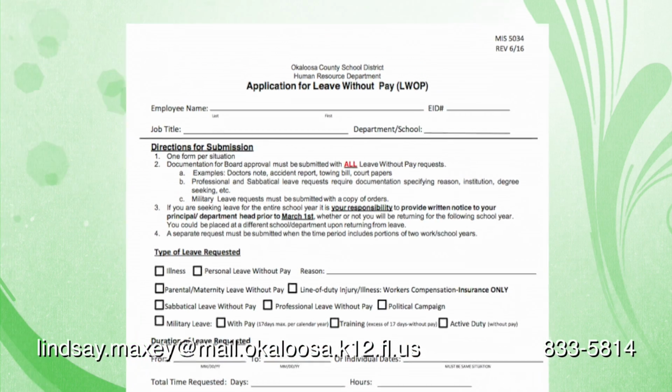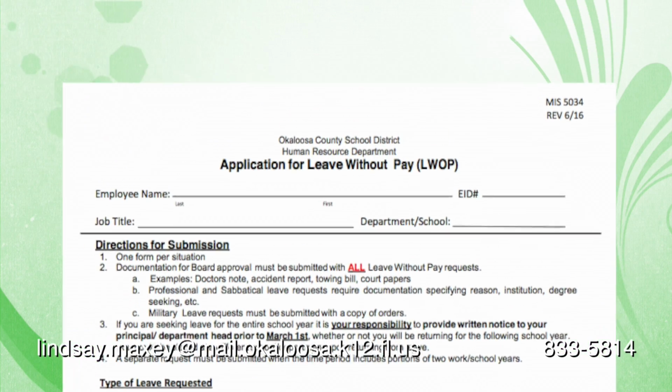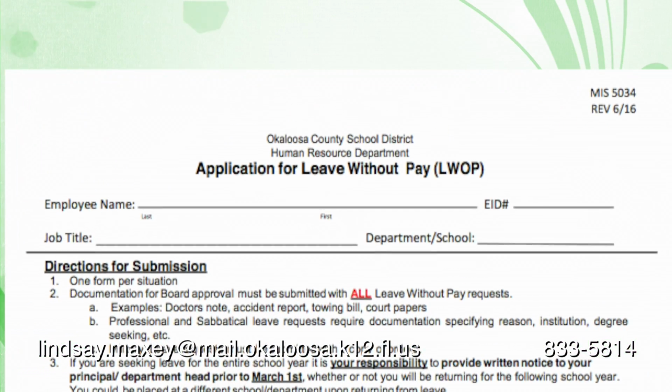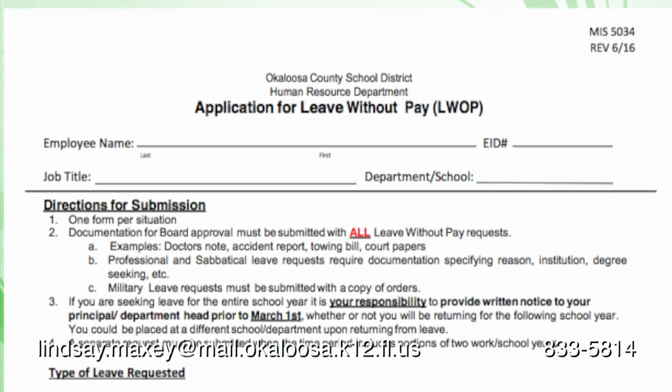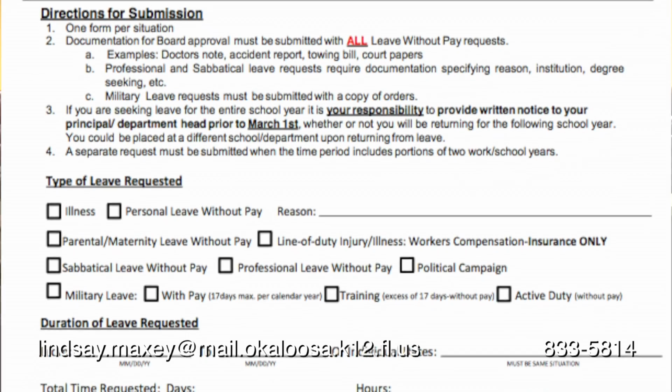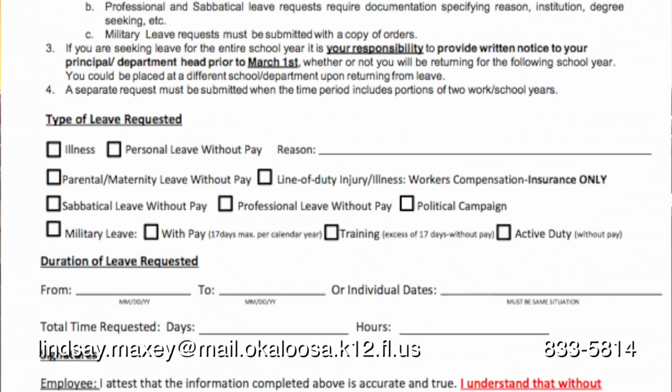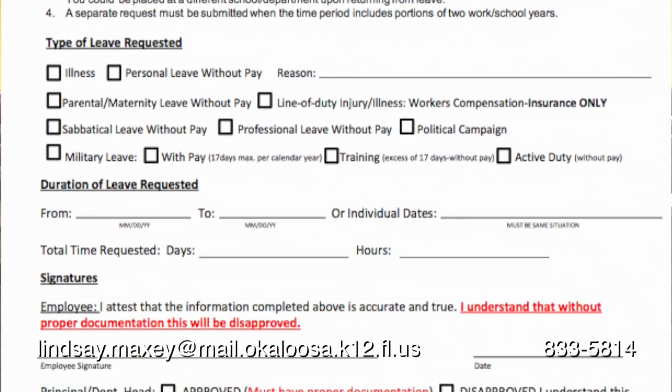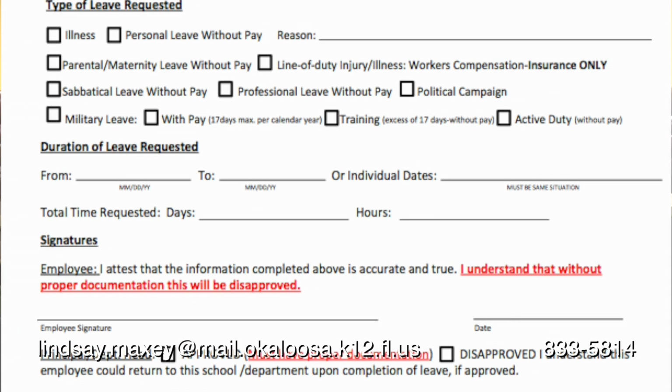The top portion of this form should be filled out by you as the employee. It asks for your name, job title, and department or school. You will also need to choose the reason that corresponds to why you are out on leave without pay. Finally, you will include the dates that you will be on leave without pay. It is important that the date fields are marked as accurately as possible.